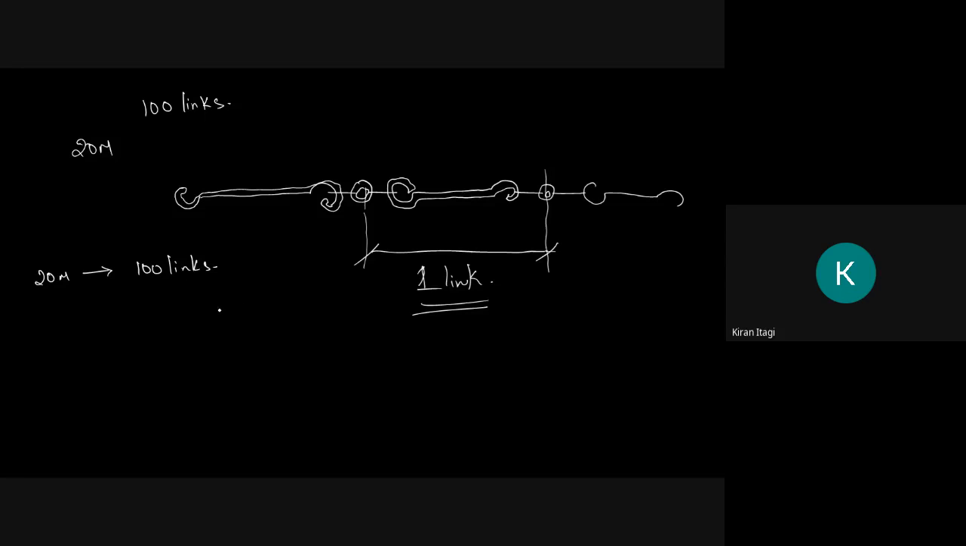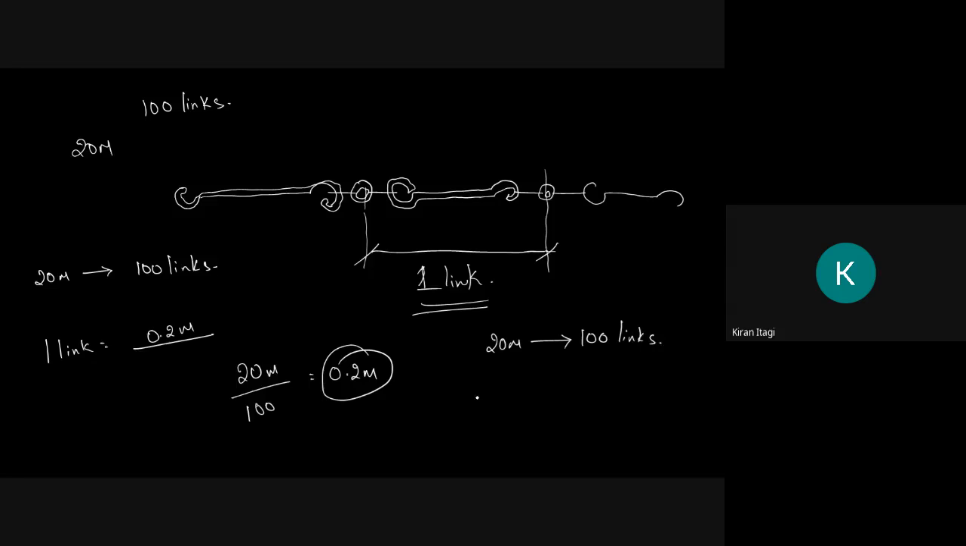Then what is the length of a single link? One link is equal to how many centimeters or meters? It is 0.2 meter. How do we calculate this? Very simple. This is a 20 meter chain. How many links are there? 100 links are there. 20 upon 100 is 0.2 meter. Therefore, in a 20 meter chain there are 100 links, and the length of one link is equal to 0.2 meter. Just remember, this is the most important thing.